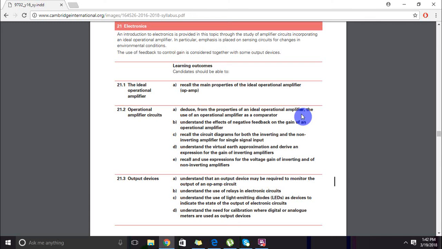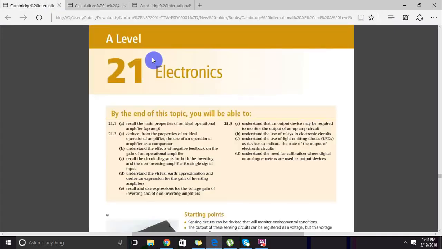And the important part of this point is that they're asking for the main properties of an ideal op-amp and not just a realistic op-amp, that is the one that you will actually use, that actually exists. So let's come back over here. And this book is actually pretty great for a lot of chapters, including this one and the one on communication systems.